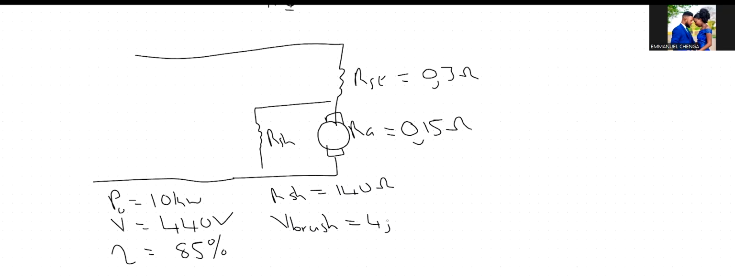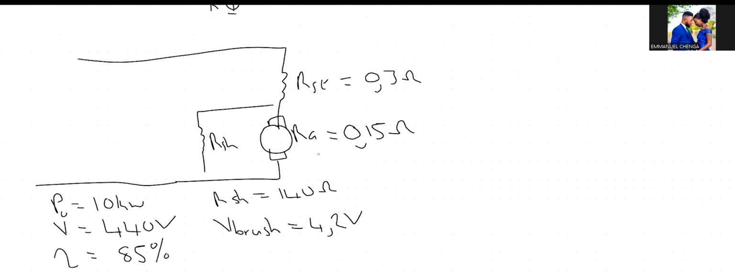4,2 volts. Okay, so this is our given information. Let me just push it to the side so we can calculate. Firstly, they want you to find the current drawn from the supply. So they want you to find IL. Okay, how do you find IL?